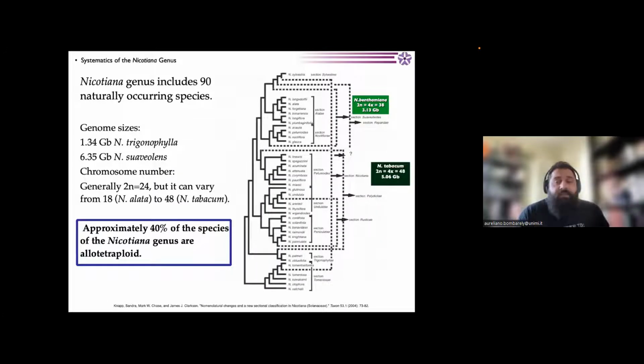And the genome sizes, and this is how I'm starting to work with them, go from 1.35 for Nicotiana trigonophila to 6.35 for Suaveolentes. And the reason I'm starting to work with them is that around 40% of them are polyploids. So it's an excellent model for studying polyploidy and genome evolution.